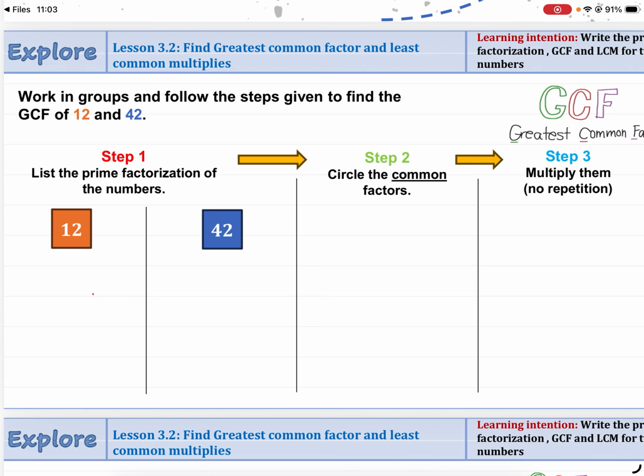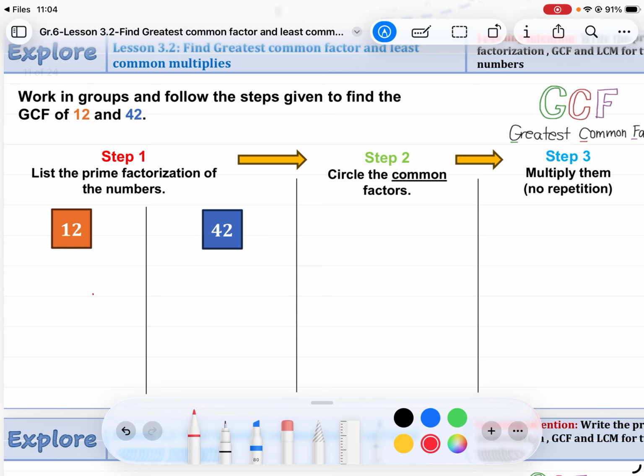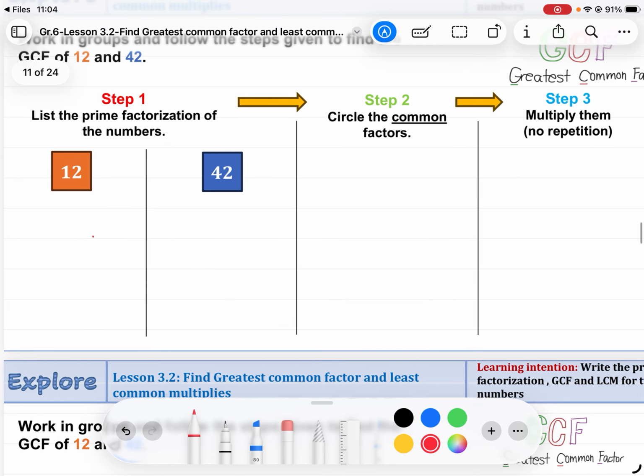Now, the GCF, you're supposed to find it for two numbers. In the prime factorization, we were giving you one number, you factor it, you're done. But the GCF is different. You must find it for two numbers. Why? Okay, let's learn how to do it, then I'll tell you why it's important. For example, I have here 12 and I have 42. First thing we're going to do is write the prime factorization for both.